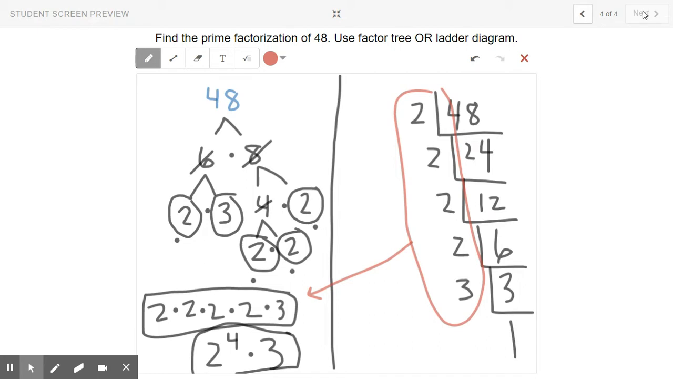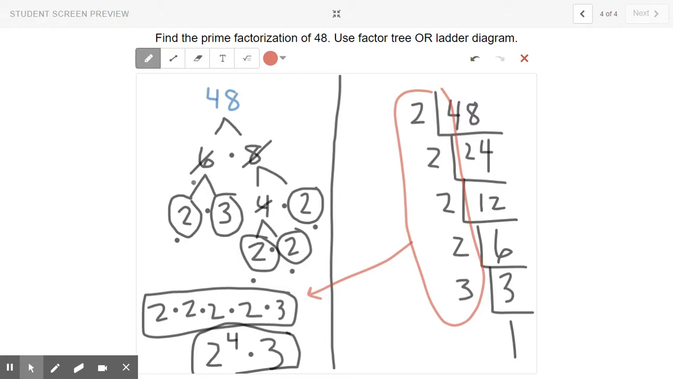Find the prime factorization of 48. Use a factor tree or the ladder diagram. So I actually used both on this one. So 48, 6 times 8. Now remember, you could use other factors like 12 times 4, and you'll still get the same answer. It doesn't really matter, as long as you're breaking down to prime factors. So 6 times 8 is 48. And then neither are prime, so I keep going.